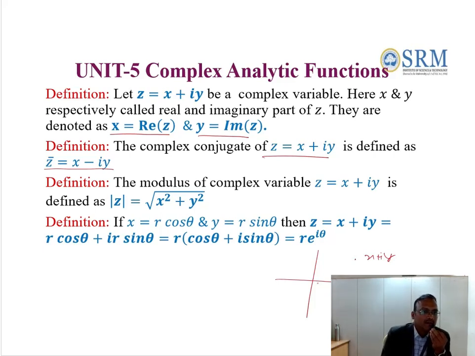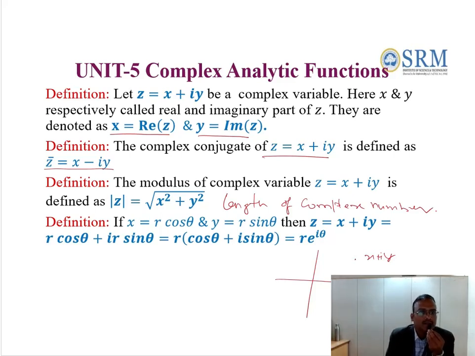Okay, then the third definition is the modulus of the complex number. Suppose z equal to x plus iy is a given complex number, then what is the modulus? The modulus is defined as the square root of x square plus y square. Sometimes we call this the modulus of z, which is nothing but the length of the complex number. Length of the complex number, right?